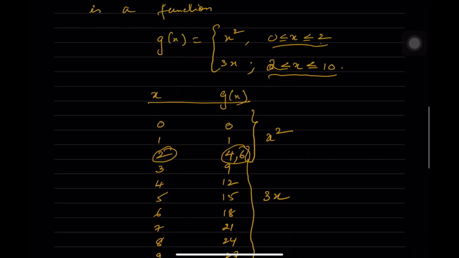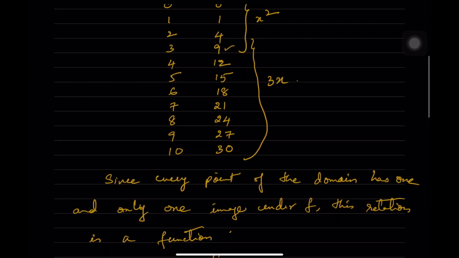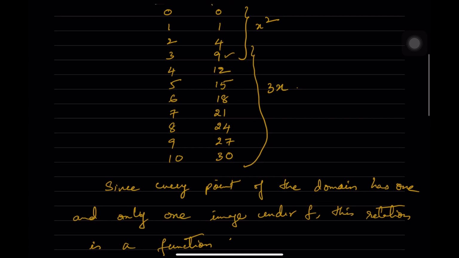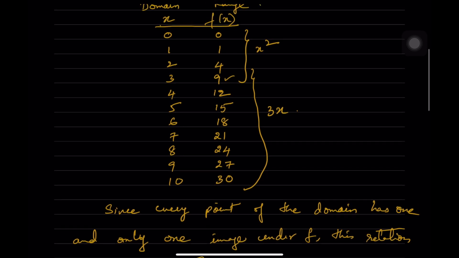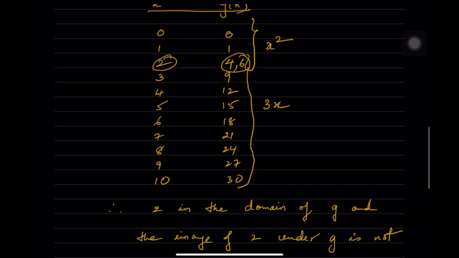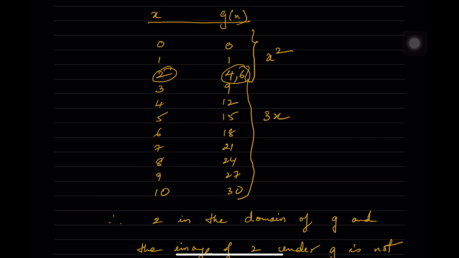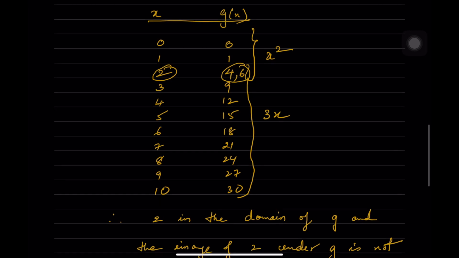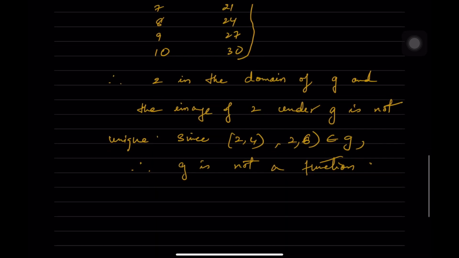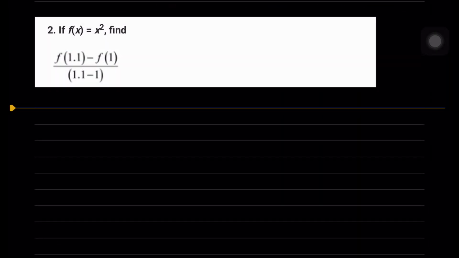So f is a function because all of them have one and only one image under f, but here it has two images. This x under G has two images, that is, 2 is mapped onto 4 and also onto 6. Since (2, 4) and (2, 6) belong to G, G is not a function. 2 is in the domain of G and the image of 2 under G is not unique. So going into the second one.